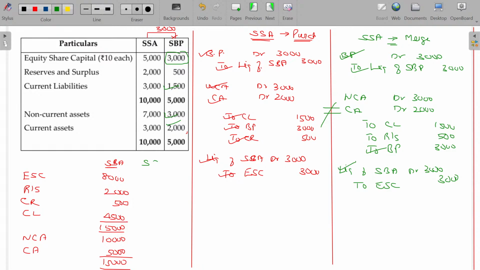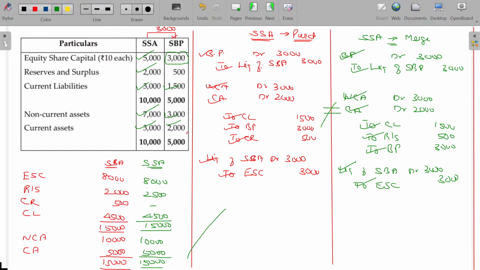Now we have to prepare the new balance sheet after this amalgamation. Equity share capital 5,000, 3,000, 8,000. Reserves and surplus 2,000 and 500, 2,500. We don't have capital reserve. Current liabilities 4,500. Non-current assets 10,000. Current assets 5,000. 15,000 got total. Hope you will now be able to understand both the methods. All the steps are covered with a simple illustration. In the subsequent class we'll go for some advanced steps, right?